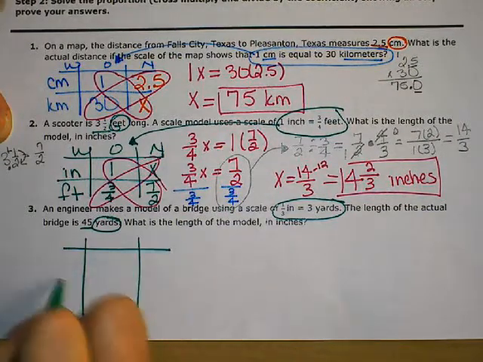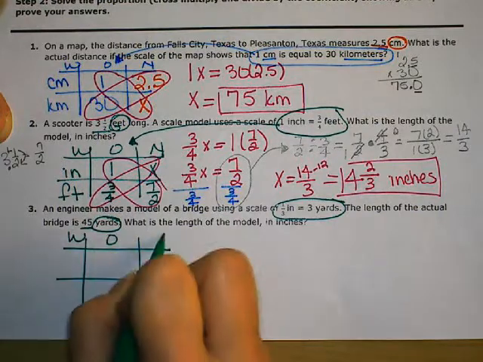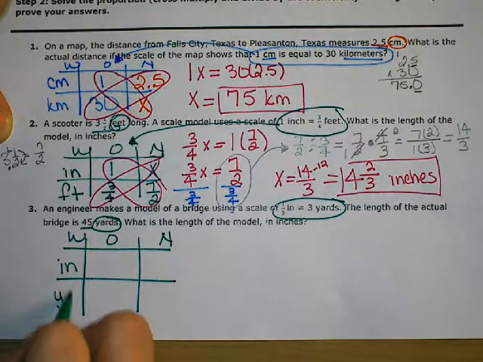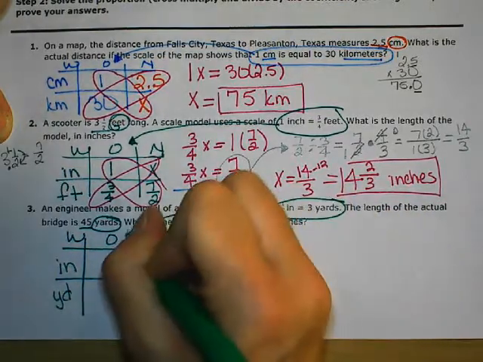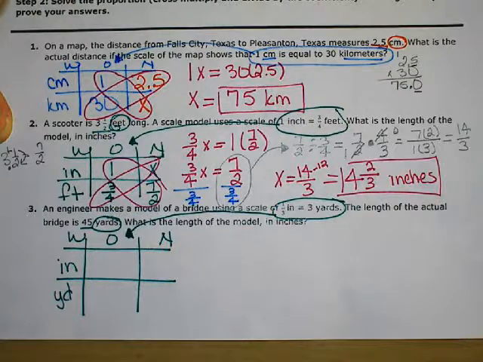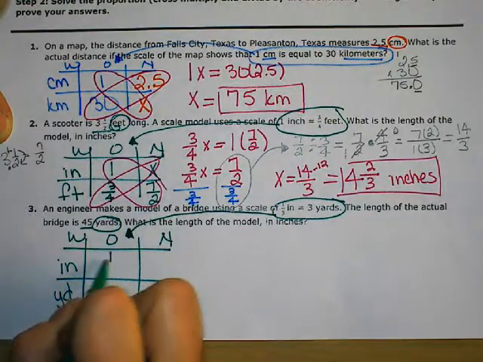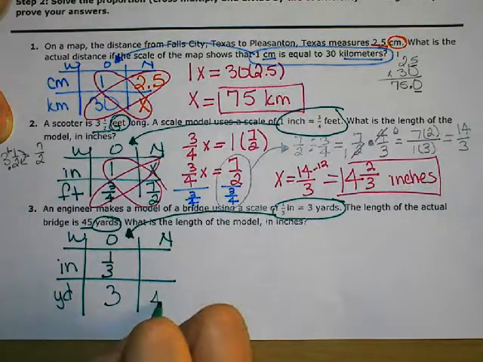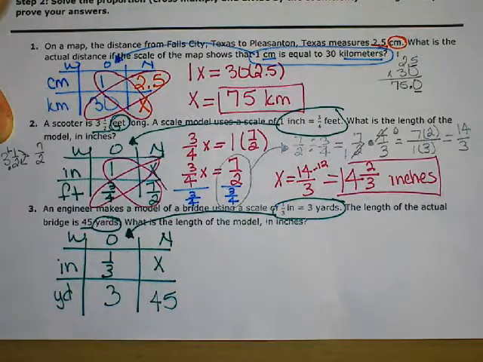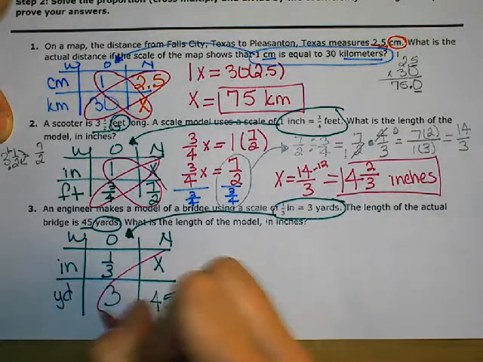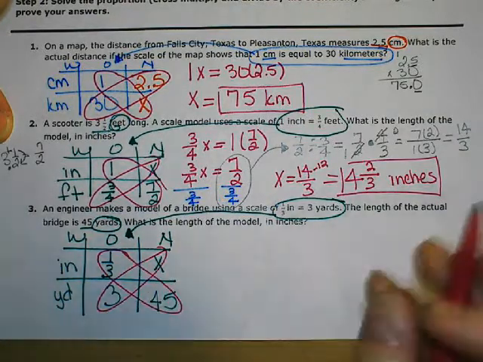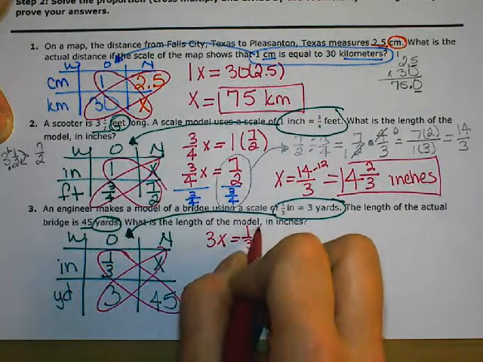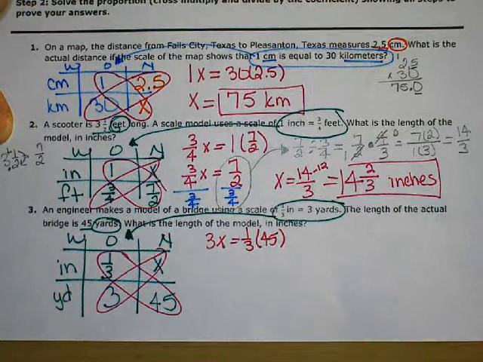So I'm going to set up my proportions so I can keep my information organized. This is just a tool we use to make sure that we organize our units and keep the scale ratio together in the original column. I know that I have 1/3 inches and 3 yards. They gave me 45 yards. I am going to cross multiply, and I get 3 times x equals 1/3 times 45.